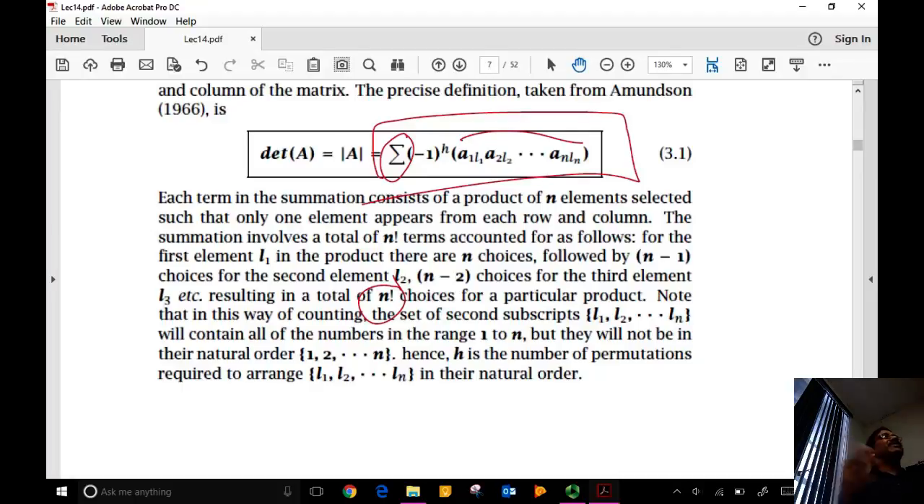Factorial n can be a very large number. So even if you have a 100 by 100 matrix, 100 factorial is going to be a huge number of products to find and add up. So you will never implement this algorithm, even though it is an algorithm, meaning a rule that you can implement and write a program. You will never do that because it will be extremely inefficient.